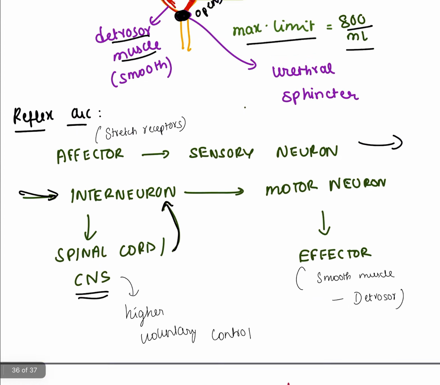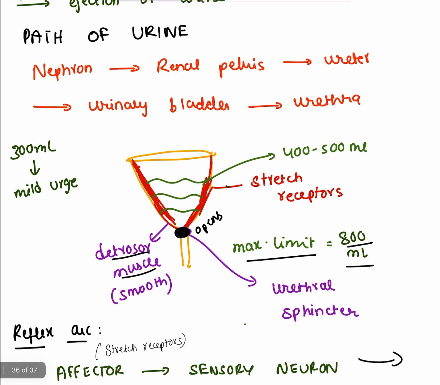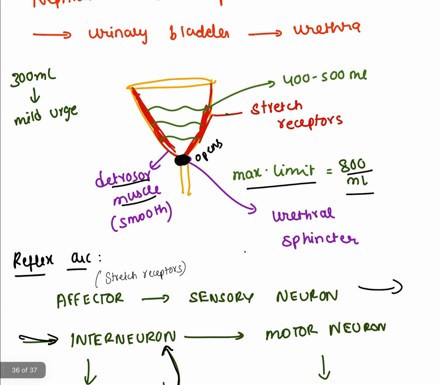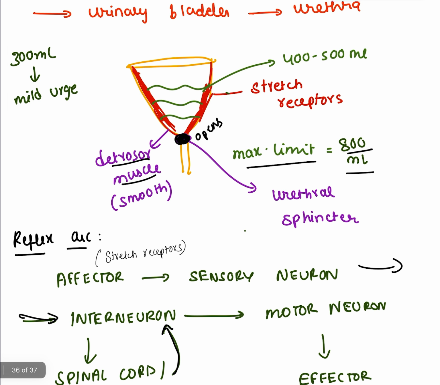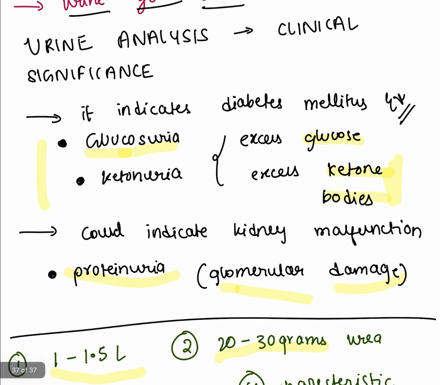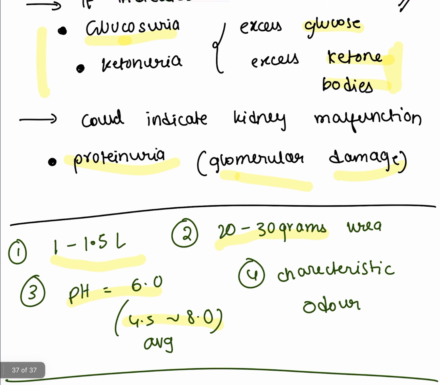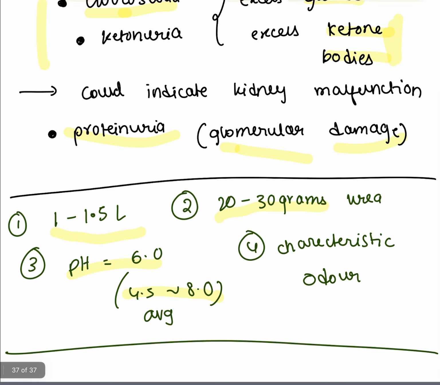So now this is pretty much all that NCERT has included. What we've learned from this is what exactly micturition is, and what the micturition reflex is. The micturition reflex is the neural mechanism that controls micturition. We also learned the path of urine and the stretch receptors, how the stretch receptors get activated and send a signal to the CNS through the sensory neurons, how the CNS in turn sends a signal to the detrusor muscle to contract, as well as the urethral sphincter to relax for the passing out of the urine, and how urine could be of clinical significance by indicating diseases like diabetes mellitus and kidney malfunctions through conditions called glucosuria and ketonuria, and also some interesting facts about how much urine we excrete per day, how much urea, what the pH of urine is, and also its characteristic odor.